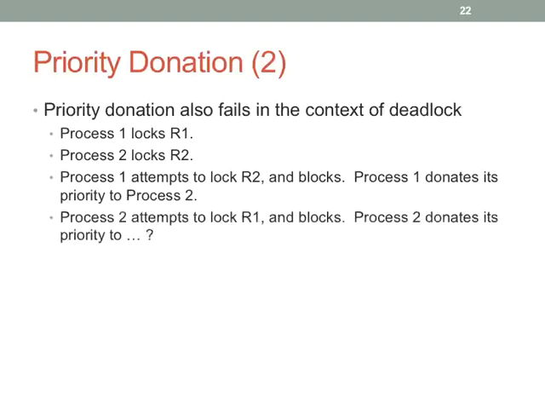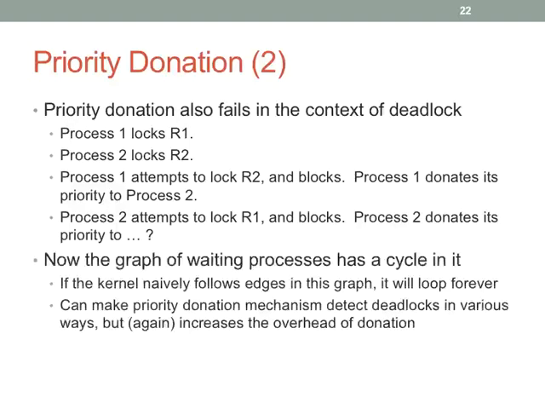And then process 2 attempts to lock R1 and blocks. And it's weird because now it sees itself waiting for itself. Okay? So the priority donation mechanism needs to be clever about detecting cycles. Or else, when you have a deadlock between processes, what happens? Well, instead of everybody grinding to a halt and waiting, now you see spinning in the kernel following the cycle. Okay? So that's no good.